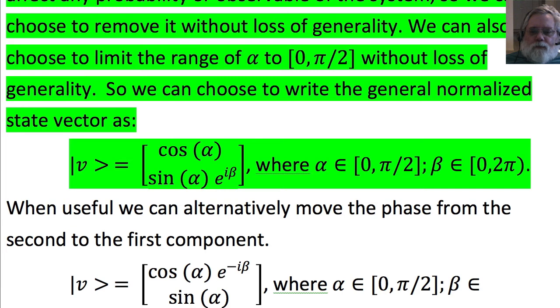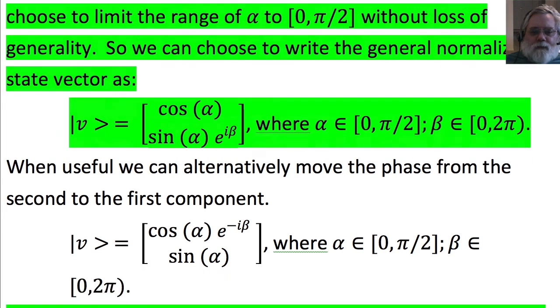Now, since we know that the overall phase does not change the physics, if we needed to, we could change the phase of this. Sometimes it's better for us to move the phase from the second component to the first component, and we do that by changing it from e to the I beta in the second component to e to the minus I beta in the first component. So this will be our standard form with the complex exponential in the second component. If we need to, we'll use the alternate form.